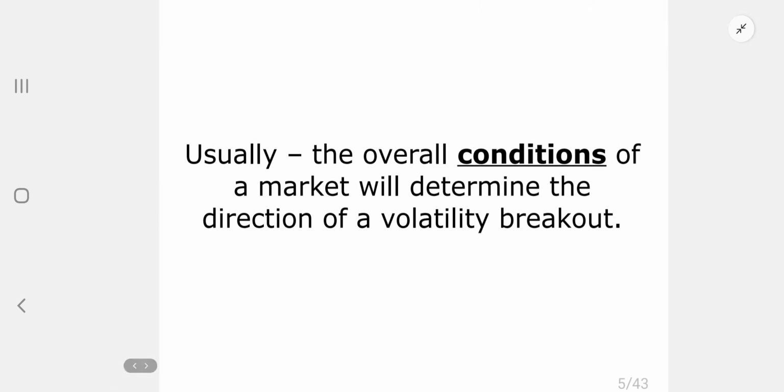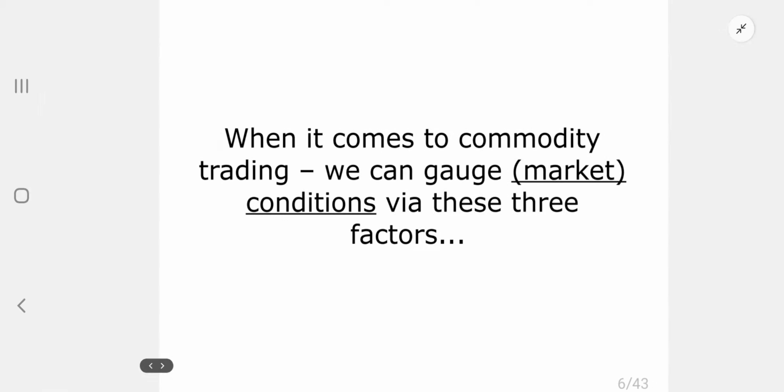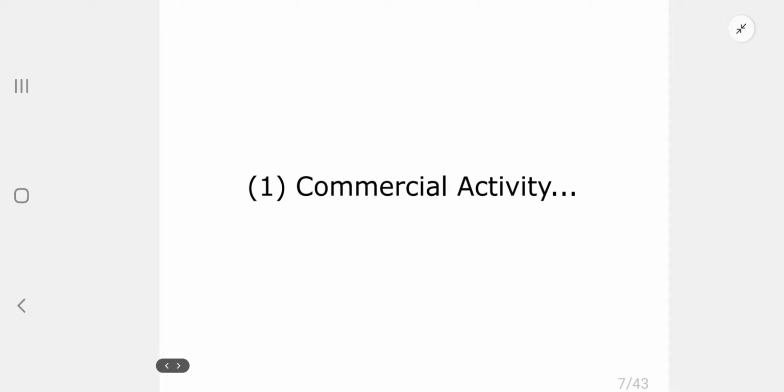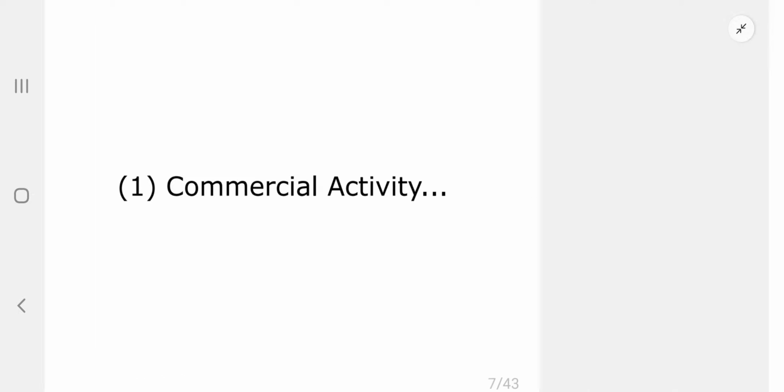Usually, the overall conditions of a market will determine the direction of a volatility breakout. When it comes to commodity trading, we can gauge market conditions via these 3 factors. Number 1, commercial activity. Number 2, premium spreads. And number 3, open interest.